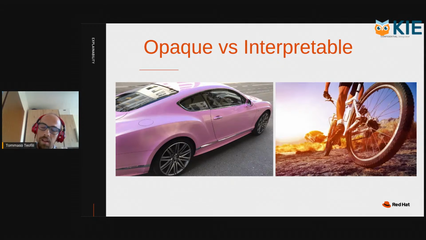So let's use a simple analogy. If you think about a car versus a bicycle, you can easily understand that the bike seems more interpretable with respect to the car. If we look at the bike going, we can easily get how it works. Whereas if we look at a car, first thing is that the engine is hidden. And even if we open the engine box, it's not, at least as a first sight, very easy to understand how the engine works, unless you are a mechanic or something like that.